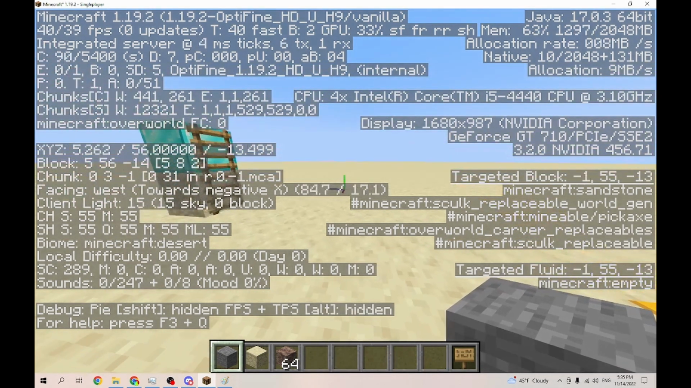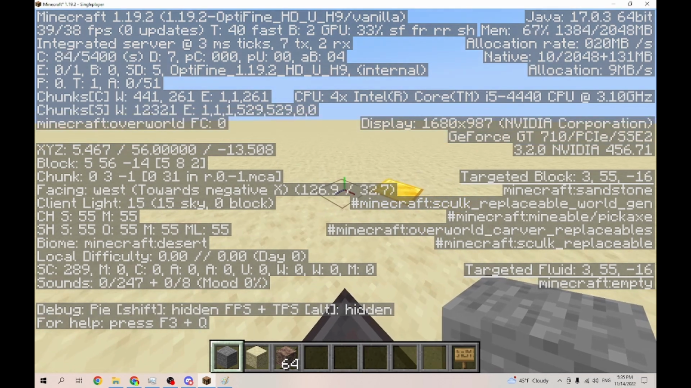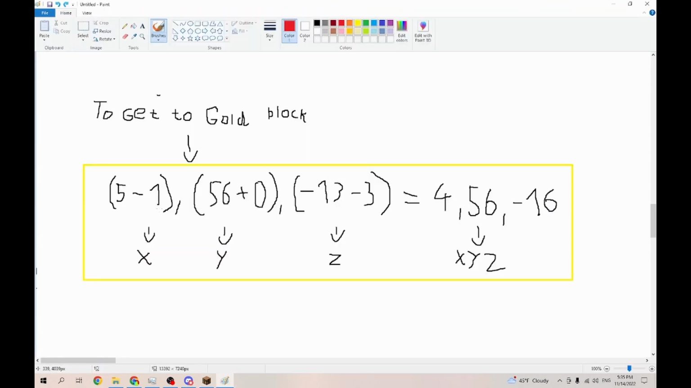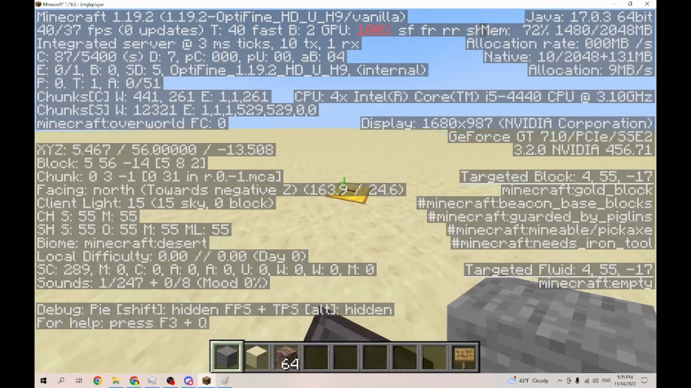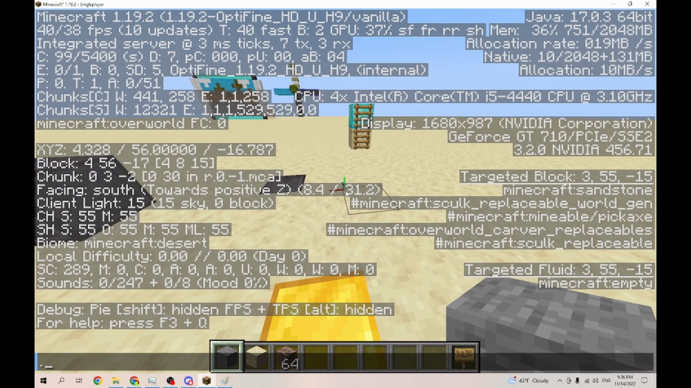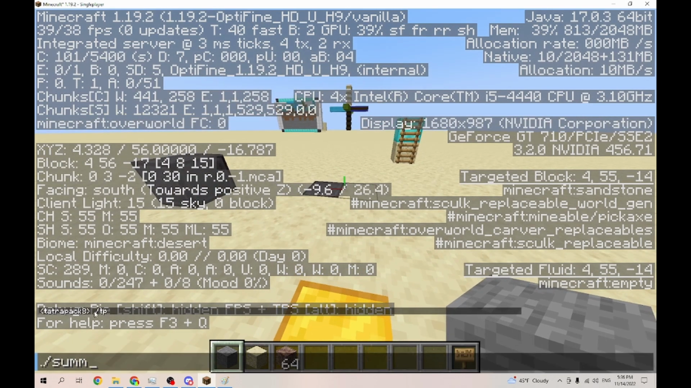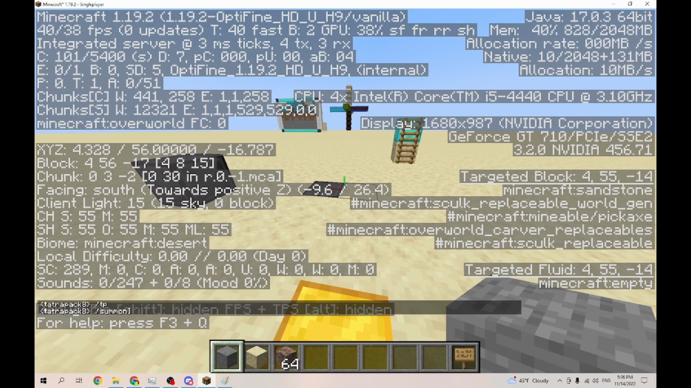And here we got negative x, so we're going to be taking the x value, which is 5, minus the amount of blocks we want to travel, so that's 1. And that's essentially it for us. So we can write this down as 5 minus 1, 56 plus 0, minus 13 minus 3, and out of that we get 4, 56, minus 16. Let's actually check our work here: 4, 56, minus 16. You see? We've predicted it. And this is going to be very important for when in future videos we use the /tp command or /summon command, or basically any other command ever.